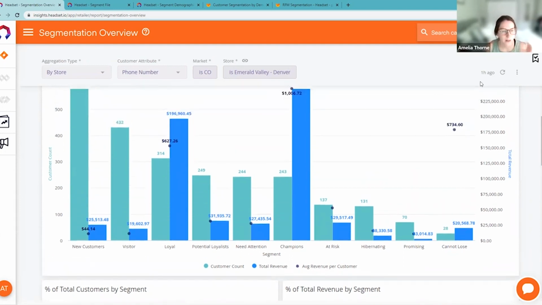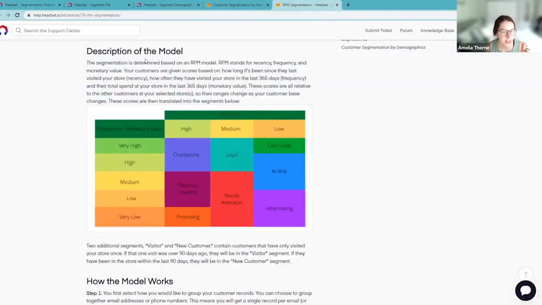A little bit more about what we simplify and call RFM segmentation. This is the description of the model here. It's determined on recency, frequency, and monetary value. Essentially in the background, we're giving your customers scores based on how long it's been since they last visited your store, which is the recency, how often they visited your store in the last 365 days, which is the frequency, and then the total spend at your store in that same time period. That's the monetary value aspect. They're all relative to the customers at your selected stores. And that's a little bit about the model.